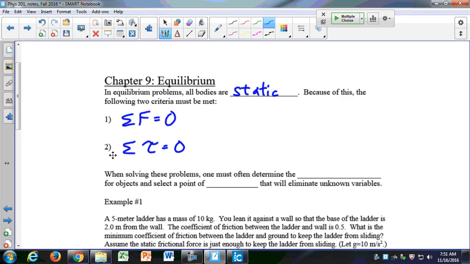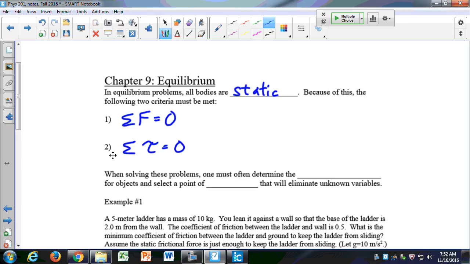You know, the sum of the forces equals 0. That really only produces just two equations. But the sum of the torques equals 0 adds at least a third equation to our mix, so we can now solve for three unknowns. But then we'll see that we can also add a fourth and a fifth and any number of equations simply by changing our axis of rotation.